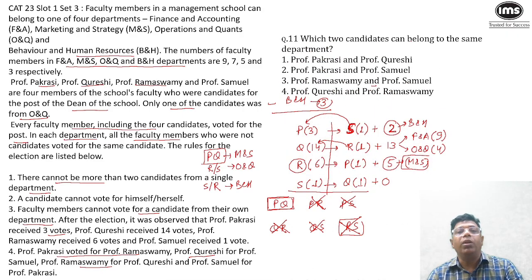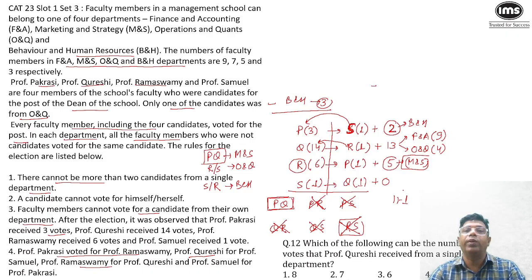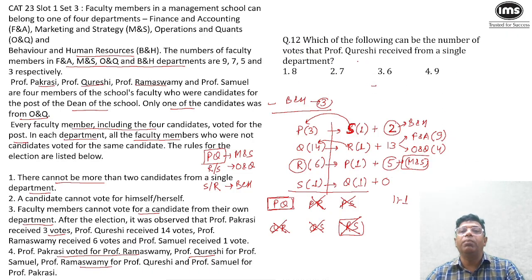Which two candidates can belong to the same department? We've already decoded that it is P and Q. So the answer will be option number 1. So for question 11, option 1 is the correct answer. Next question. Which of the following can be the number of votes that Q received from a single department? Q received 9 votes as well as 4 votes. So 9 is the option that has been given. So for this question, option 4 is correct.